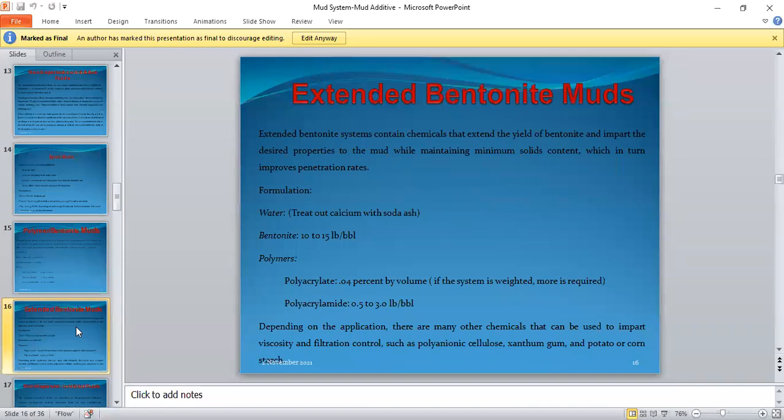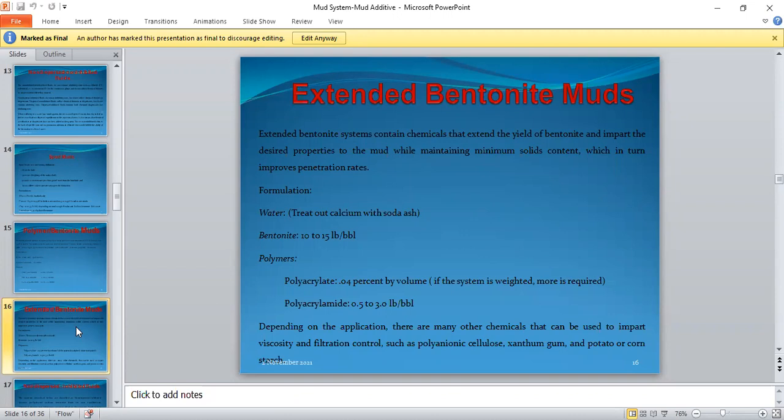Extended bentonite mud system contains chemicals that extend the yield of bentonite and impart the desired properties to the mud while maintaining minimum solids content. When they talk about maintaining minimum solids content, remember the solids are the things you're removing from the hole. So you must ensure that there are not much in your mud system, which in turn improves penetration rates. We want to look at the formulation for extended bentonite muds.